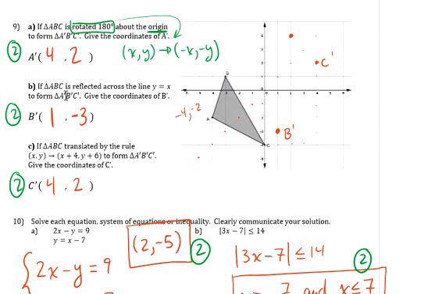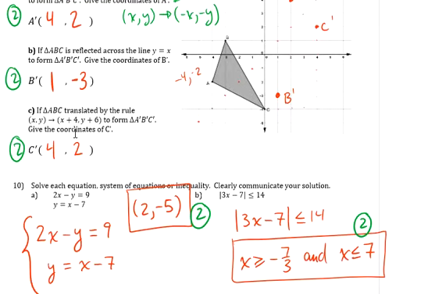For B, it says if this is reflected across the line y equals x, give the coordinates of B prime. B prime should be at 1, -3 if I'm reflecting across the line y equals x. And for C, it says it's translated by this rule, so my x values are increased by 4 and the y values are increased by 6. So the point C should end up at 4, 2.